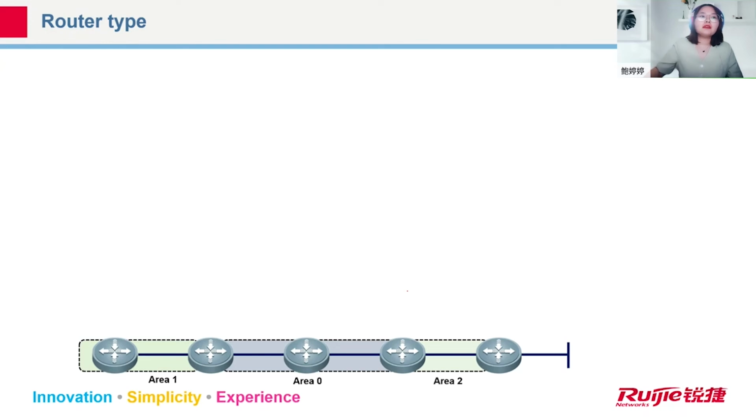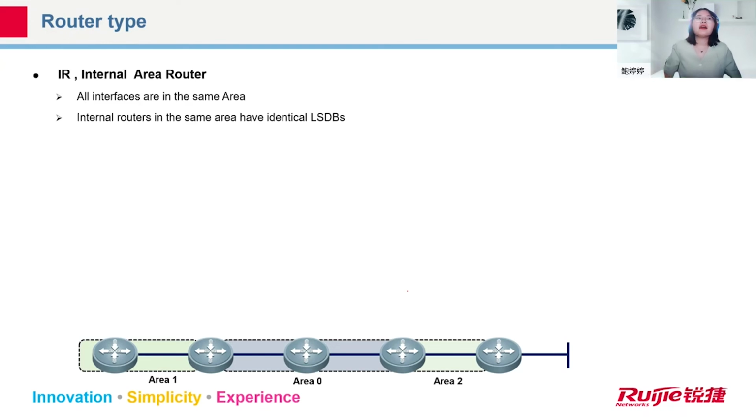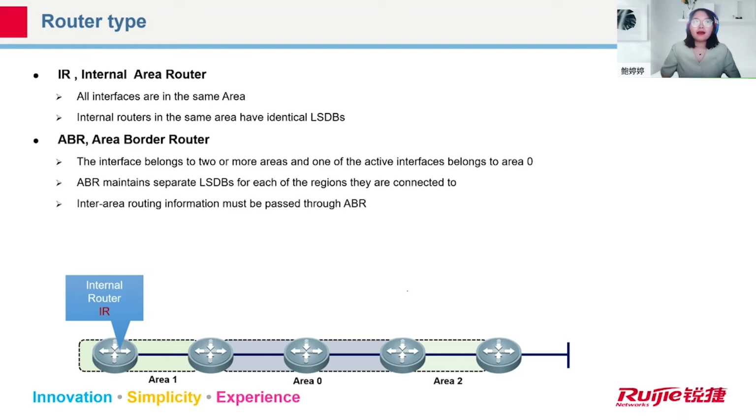The first one is IR, internal router, where all the interfaces are in the same area. This one we call IR, like this router. And another one we call ABR, area border router. We divide the areas based on the border, which means one router may have different interfaces belonging to different areas.